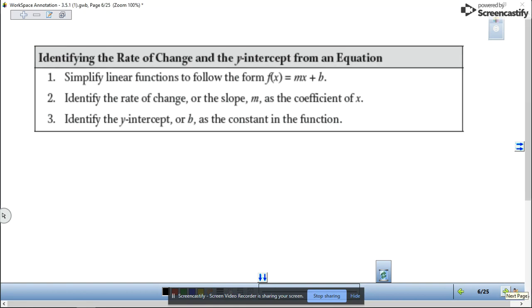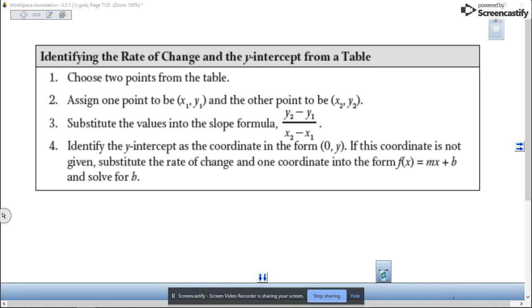If you're looking at an equation, it should be in the form y equals mx plus b. Find the rate of change, the slope, m, and identify the y-intercept, which is the constant. From a table, pick 2 points. So the first will be x1, y1, the second x2, y2. Substitute the values in the slope formula. Identify the y-intercept as the coordinates in the form 0, y. If the coordinate is not given, substitute the rate of change and one coordinate, any coordinate, into y equals mx plus b, and then solve for b.